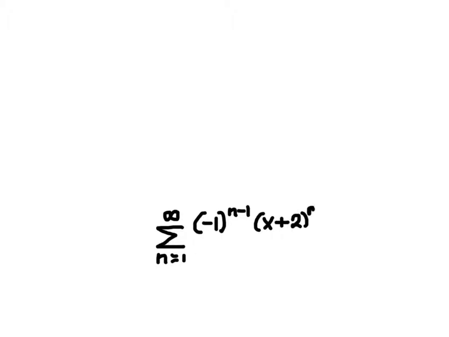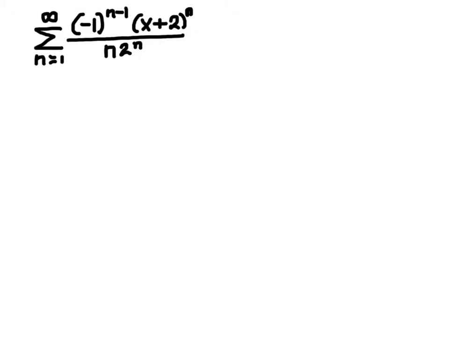Okay, so we're going to look at another series, and this is not a geometric series. And for this reason, to find out where it converges, we're going to use the ratio test. So here's our series, and we've got in the numerator (x plus 2) raised to the n, and then in the denominator we have n times 2 to the n. So let's take this up here.